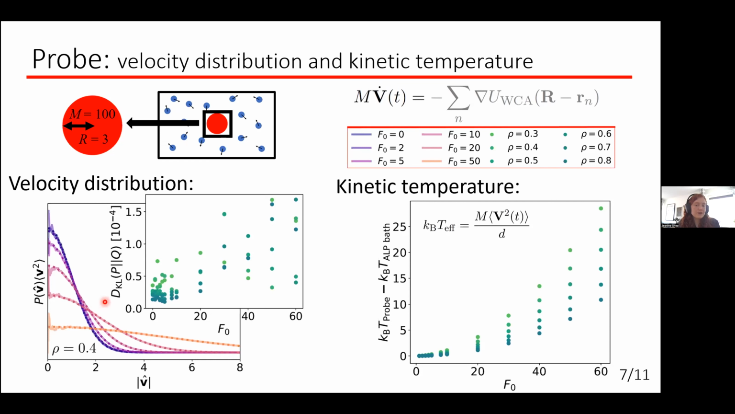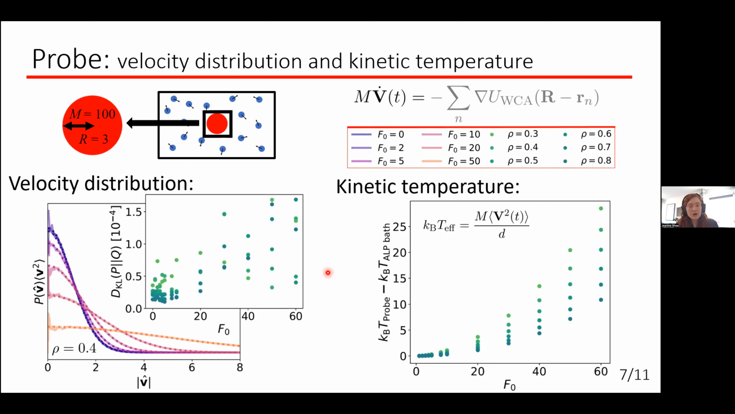And in order to get a better idea of how close these distributions are, we took a look at the relative entropy between these two distributions in this inlay here. And what you can see from this graph is, first of all, the relative entropy is very small, on the order of magnitude of 10 to the -4. And also there really aren't any systematics in the relative entropy. And so because of that, we can really say that the probe maintains a Gaussian velocity distribution even when it is immersed in an active bath. So this can't serve as a non-equilibrium signature.